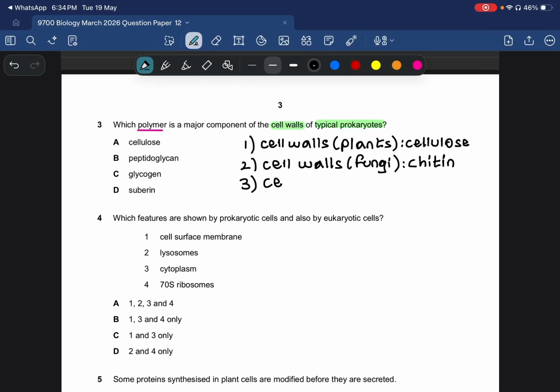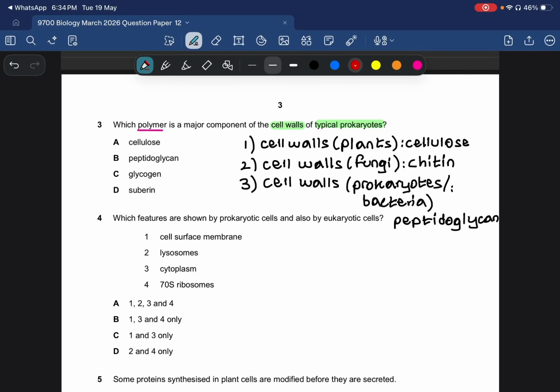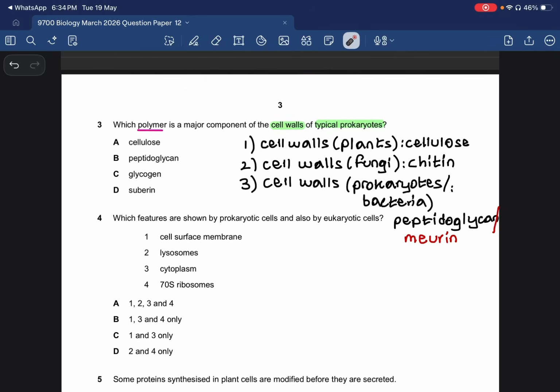And finally, if you talk about the cell walls of prokaryotes, or in other words, bacterial cells, so I'm going to write prokaryotes slash bacteria, then these are made of a substance called peptidoglycan. Now, if you don't want to remember such a big name, that's fine. I'm not going to judge you. There's another name for you which you can remember, murein. Murein. Completely up to you, whichever one you want to remember.